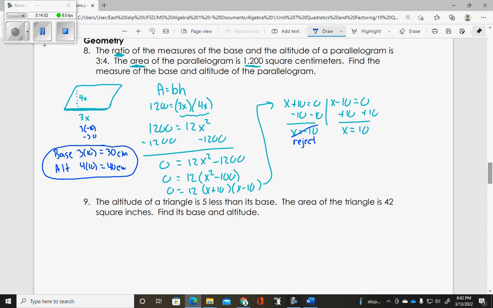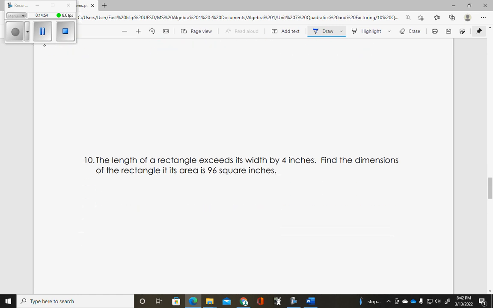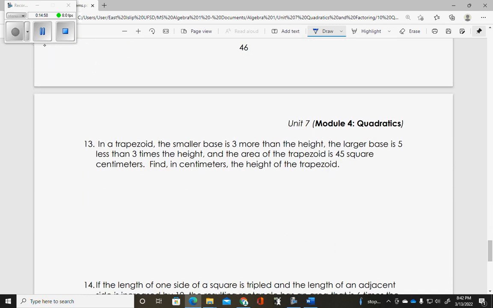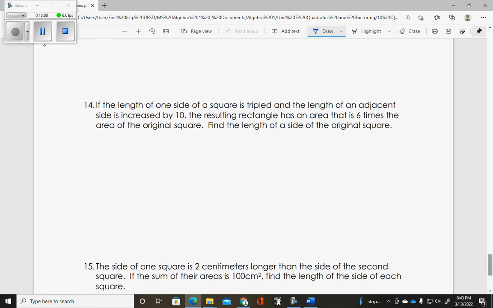So there's only 2 more problems I'd planned to do with you. Number 14, and then number 1. So if the length of one side of a square is tripled and the length of an adjacent side is increased by 10, the resulting rectangle has an area that is 6 times the area of the original square. Oh my, this is a tough one.